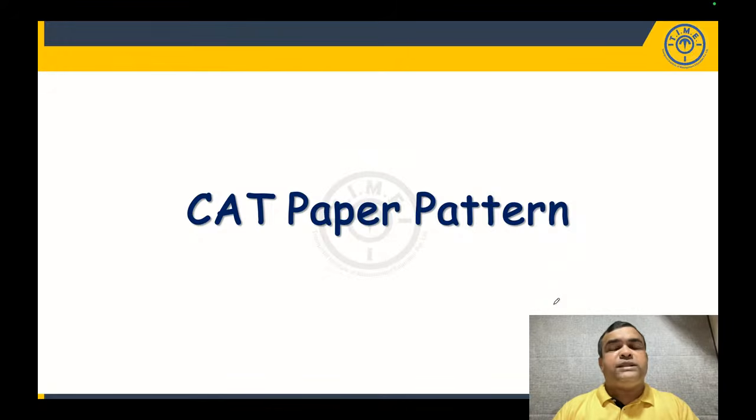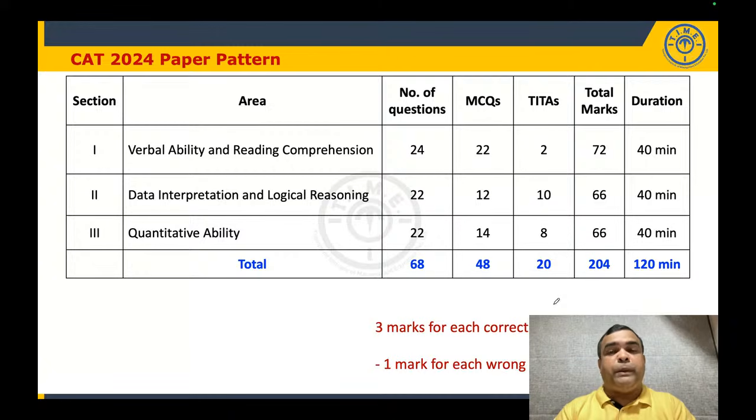Now just understand, I'm showing a CAT paper pattern because certain things are assumed that CAT will be in this manner only. Look at the CAT 2024 paper pattern. There are a total of 68 questions. Out of which 48 were MCQs, with options available. 20 questions were without options, so you had to type the answer. That is a total of 204 marks paper, with 140 minutes in total, and a sectional time limit.